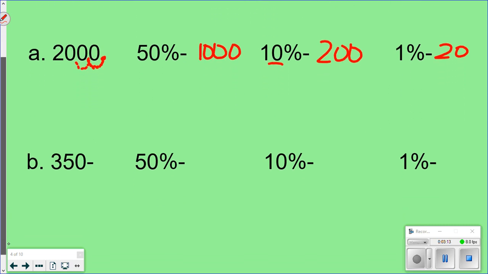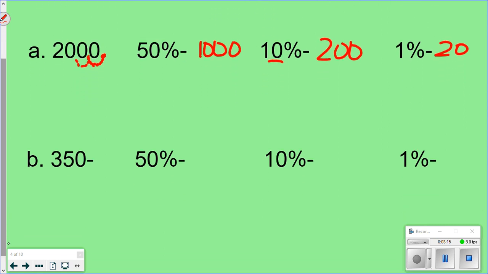Okay, let's do this one together. 350. 50% of that would be 175. 10%, start here, 1 space, so it should be 35. And 1% would be 2 spaces, 3.5.